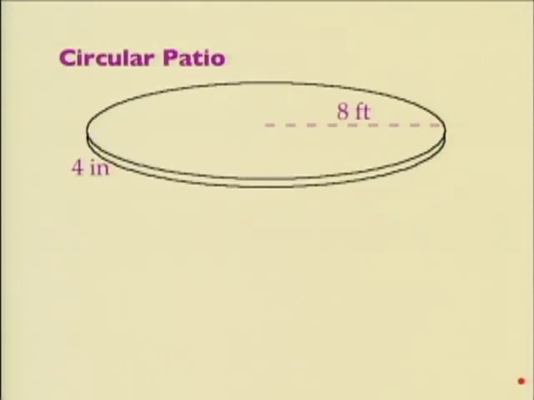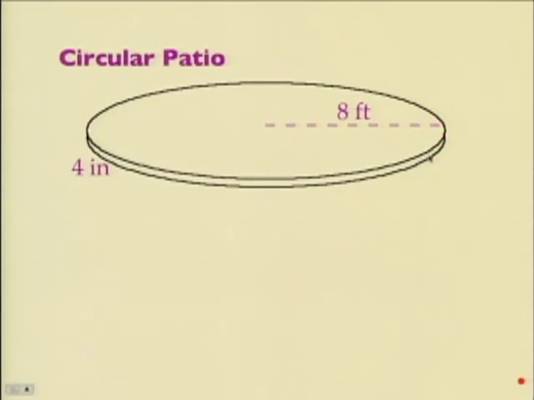Let me give you one more shape. I've seen some patios like this, decorative things where you had a circular patio, maybe had a grill set up around the outside of it and some plants and things like that. The one I'm looking at has a radius of 8 feet, or if you want to think of it, a diameter of 16 feet across. Again, I'm thinking 4 inches deep.